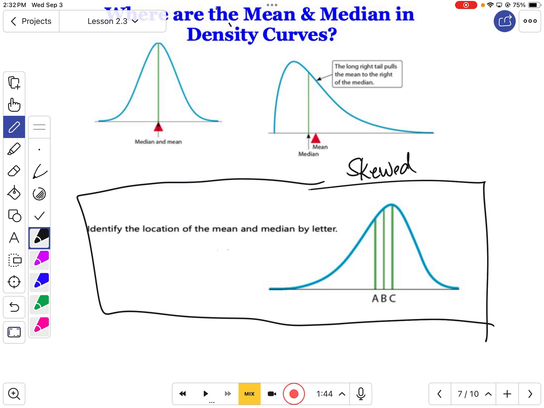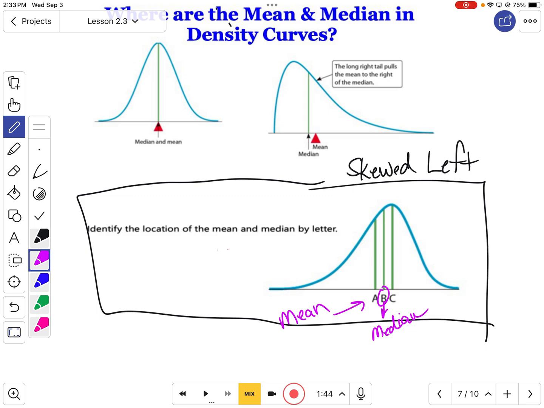Or is it shorter? Left. Okay, it's skewed left. And when we have one that is skewed to the left, who comes first? The mean and then the median. When we think about where our median is, it's always right before you get to the highest number. So that's going to be my median, and then A would be my mean, because that mean would have to come first.